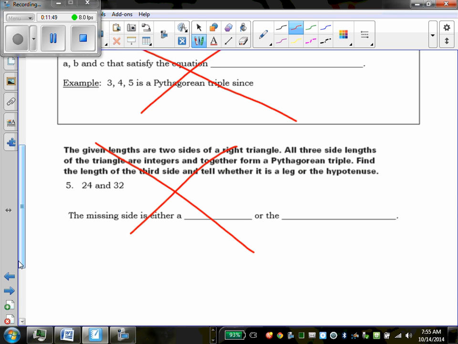So all I really want you to do right now is get a little chance to review Pythagorean theorem. So just make sure that you are aware of what the assignment is and you are good to start it out.